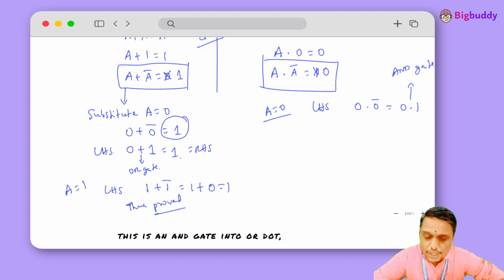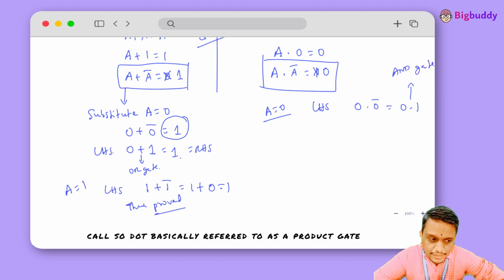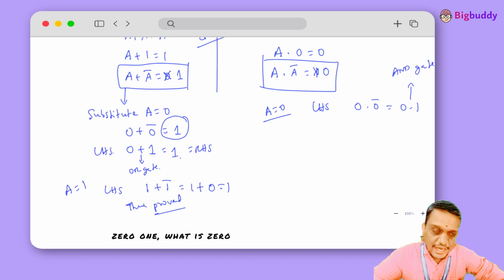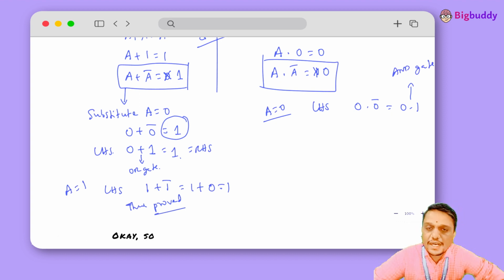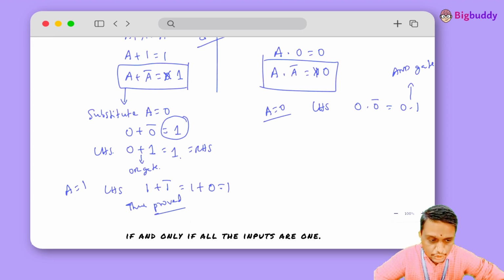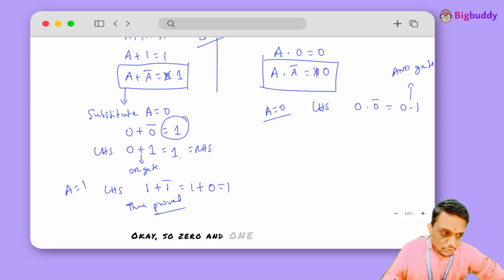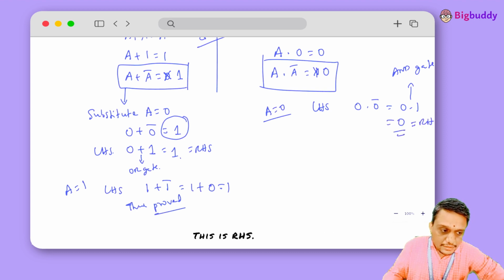Okay, into or dot, what we call... So dot is basically referred to as a product gate. Okay, 0, 1. What is 0, 1 in an AND gate? Okay, so only in an AND gate output is 1 if and only if all the inputs are 1. So 0 and 1 is 0 only. Yeah, correct. This is RHS.